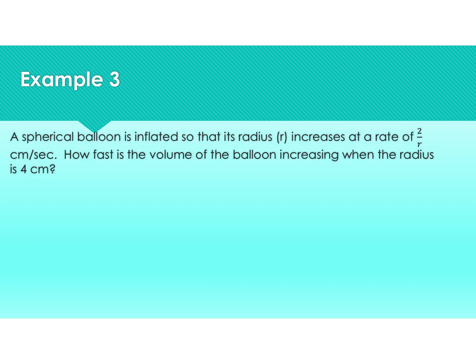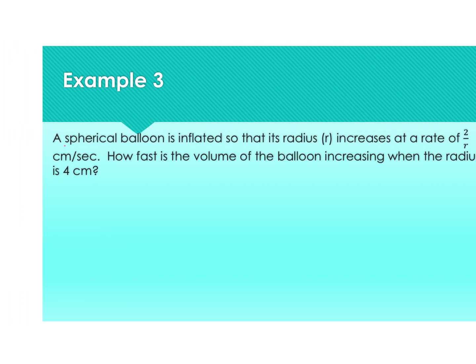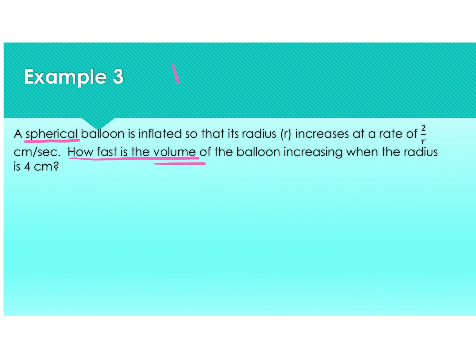Example 3 says a spherical balloon is inflated so that its radius r increases at a rate of 2 over r centimeters per second. How fast is the volume of the balloon increasing when the radius is 4 centimeters? So what shape are we dealing with here? A sphere. So we're talking about the volume of the sphere. How fast is the volume changing? What's our volume of a sphere formula? 4/3 pi r cubed.